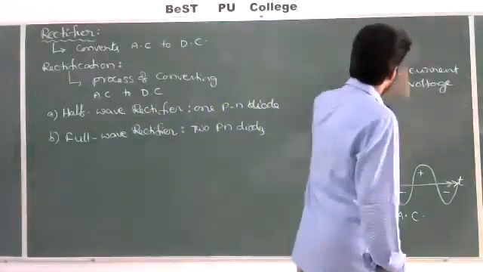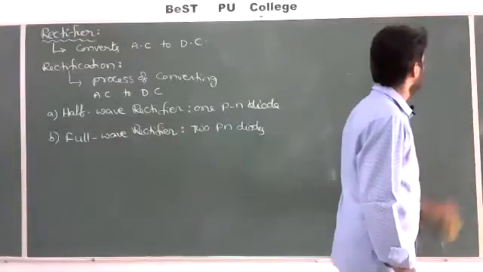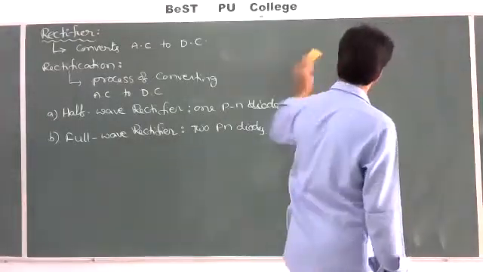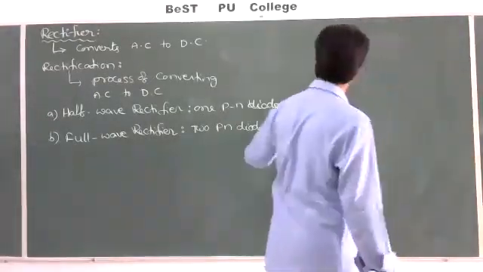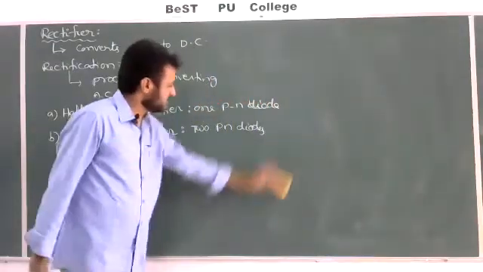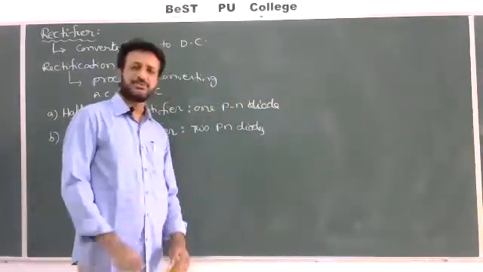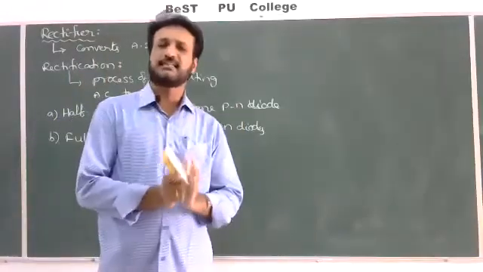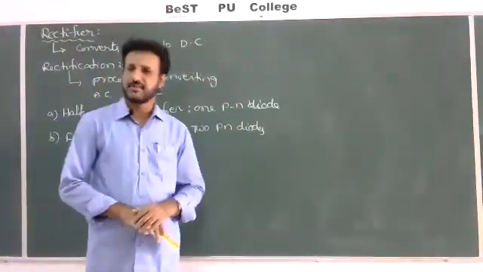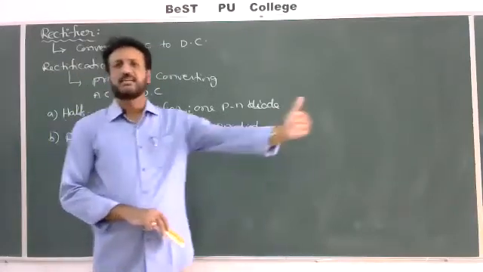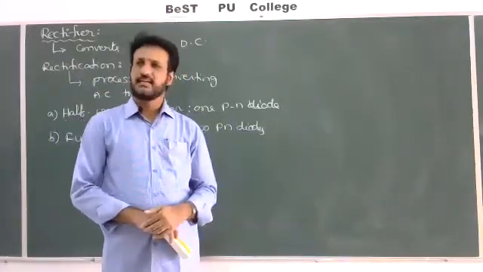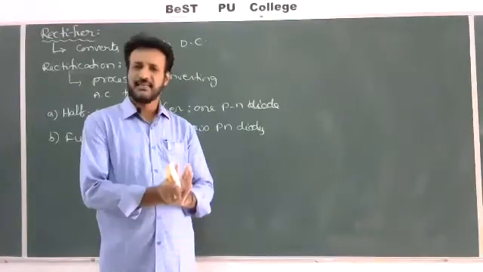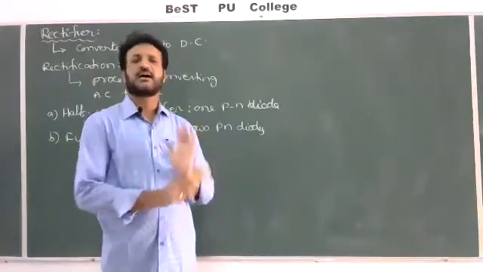Now these are the two types of rectifiers. One is a half wave rectifier, one is a full wave rectifier. But what is a half wave rectifier? A rectifier which converts half of the AC into DC. When we are supplying a full cycle of the AC to the rectifier, it can convert only half of the AC. That's why it is called a half wave rectifier.